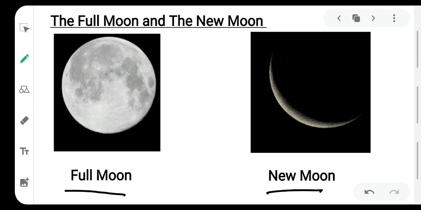From the full moon to the new moon, the illuminated part of the moon seen from the earth becomes smaller and smaller. And from new moon to full moon, it again grows bigger and bigger. These different shapes of the moon that we see are called the phases of the moon. What are the phases of the moon? Different shapes of the moon that we see are called the phases of the moon.